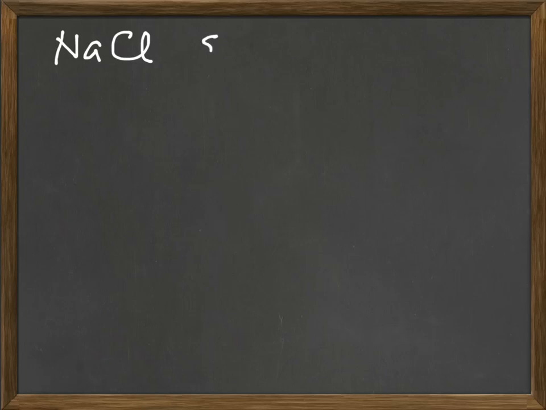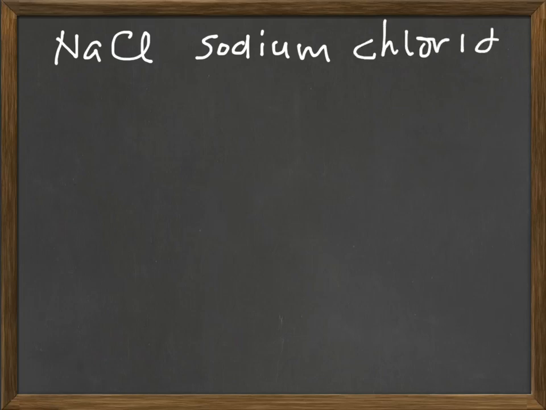So I write the name of the ion. The cation is just its element name. And then there's chlorine, all by itself, not with oxygen. So then the ending's going to be "ide." Okay? Sodium chloride. No prefixes. Nothing fancy there.